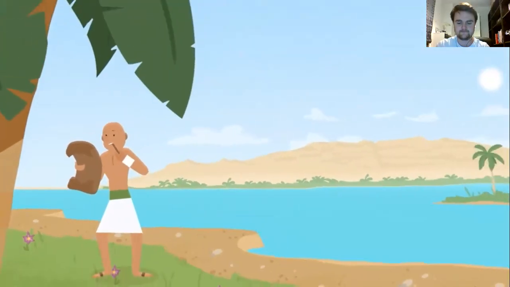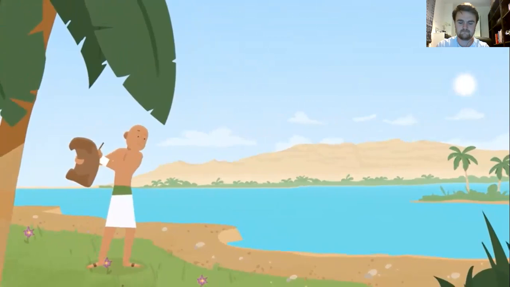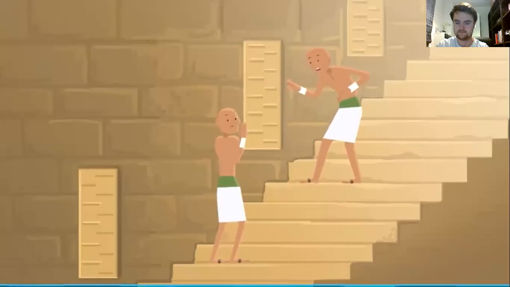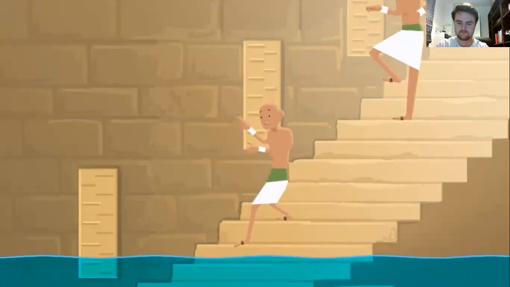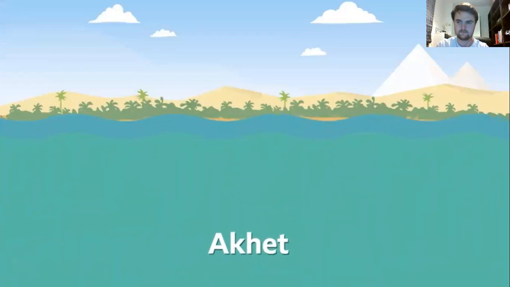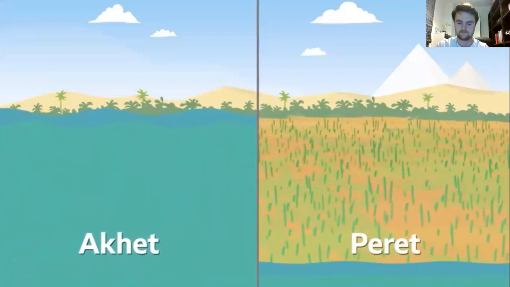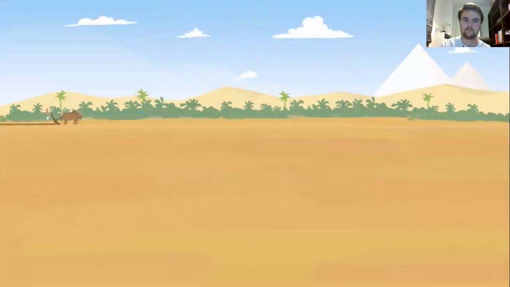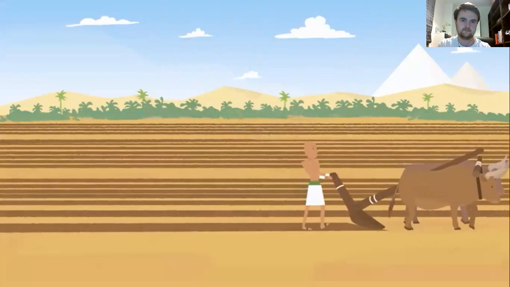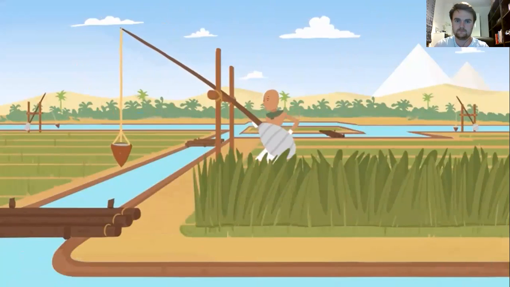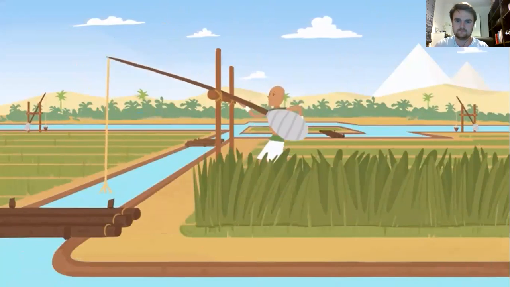We need to know exactly when the river will flood so that we plant our crops at the right time. That way we can take advantage of all the nutrients left behind by the floodwater. We even measure the level of the River Nile to see how much flooding we can expect. We have 3 seasons: Akhet, the flooding season, Peret, the growing season, and Shemu, the harvesting season. During growing season, the fields are ploughed either by hand or with oxen, and we set up a complex network of water channels for irrigating the crops. Otherwise, they would dry out.